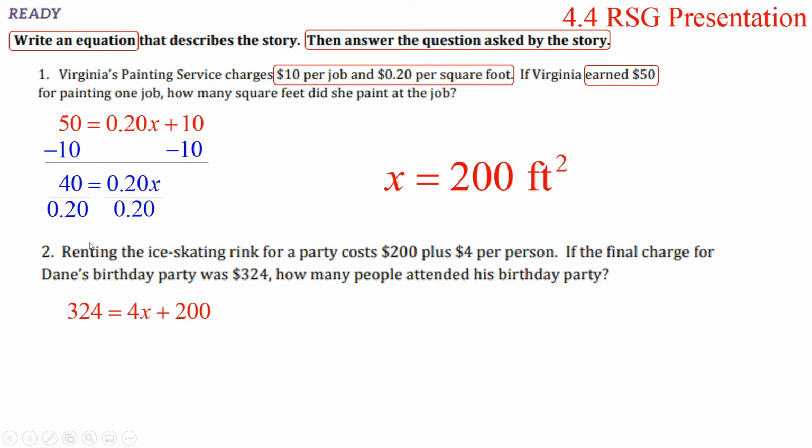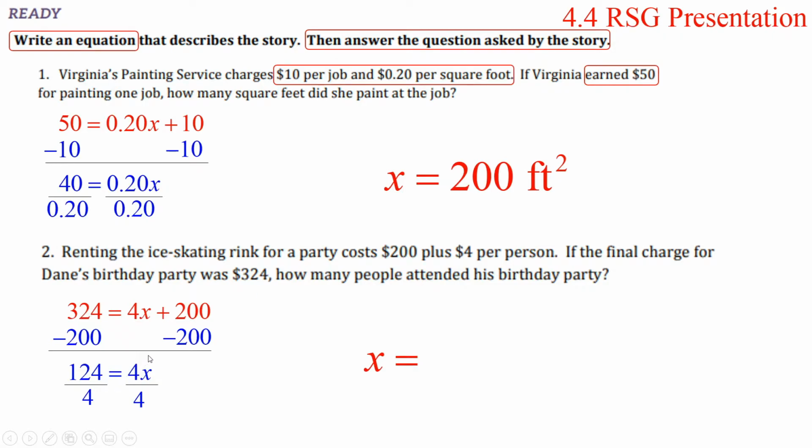So we've taken these sentences and translated them to algebra. And now if we can solve this algebraic equation, we can answer the question. So let's solve for x, which is the number of people that attended the party. So the plus 200, let's subtract 200 from both sides. And 324 minus 200 would be 124 equals 4x, and the 200 minus 200 is gone. Now we only have one more step. We have to undo multiplication by 4. So let's divide both sides by 4.